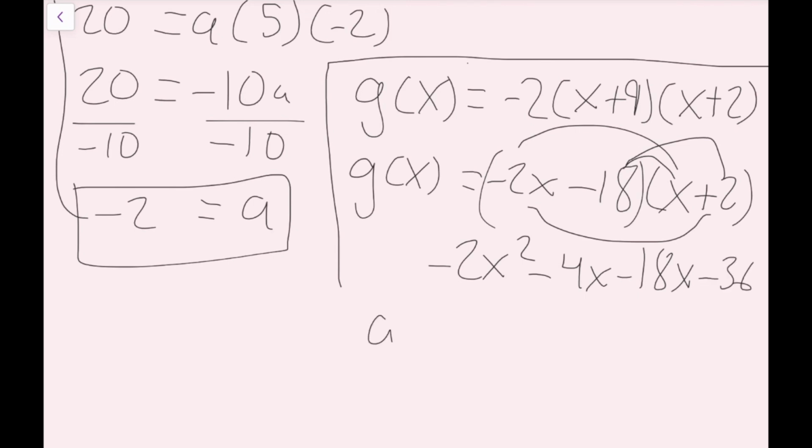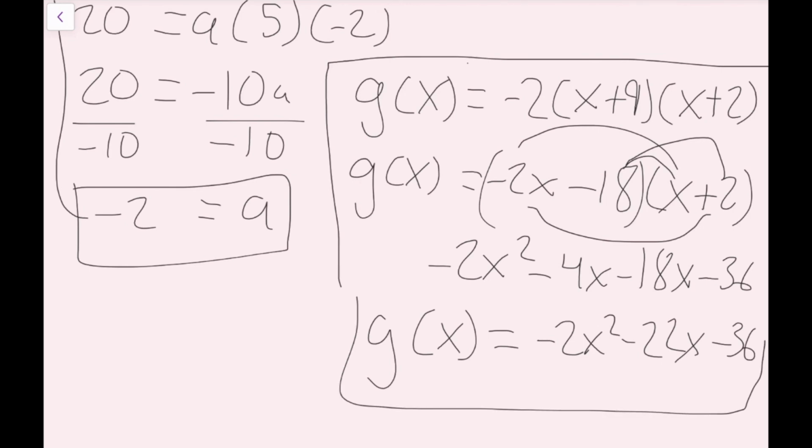So I get g of x for my final answer after I combine like terms here. g of x equals -2x squared minus 22x minus 36. And this is our final answer here.